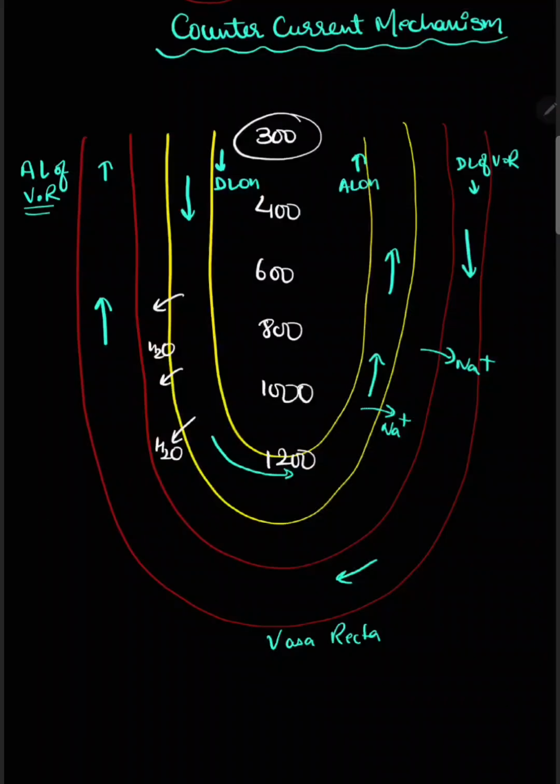And since Na+ is coming in this direction, water has come here, and from here water will come into the ascending part of vasa recta. So this is called the counter current mechanism. Counter means opposite. The filtrate in the loop of Henle is flowing in the opposite direction as compared to the blood in the vasa recta, and through the interaction between them, the osmolarity is being balanced. So this is called the counter current mechanism.